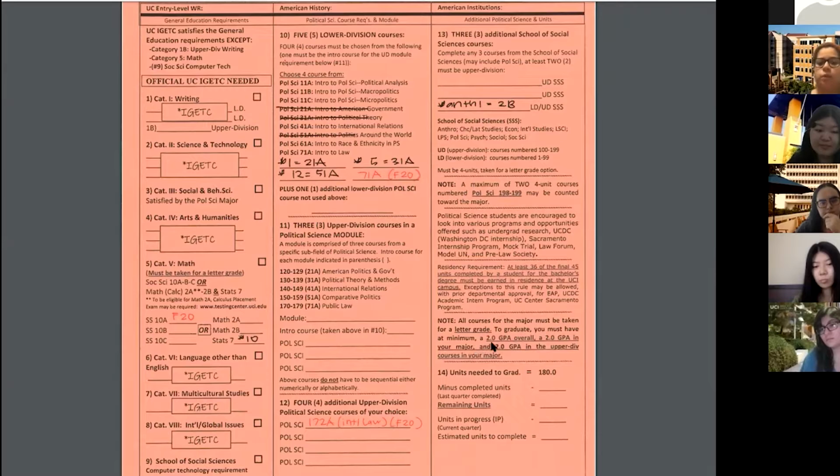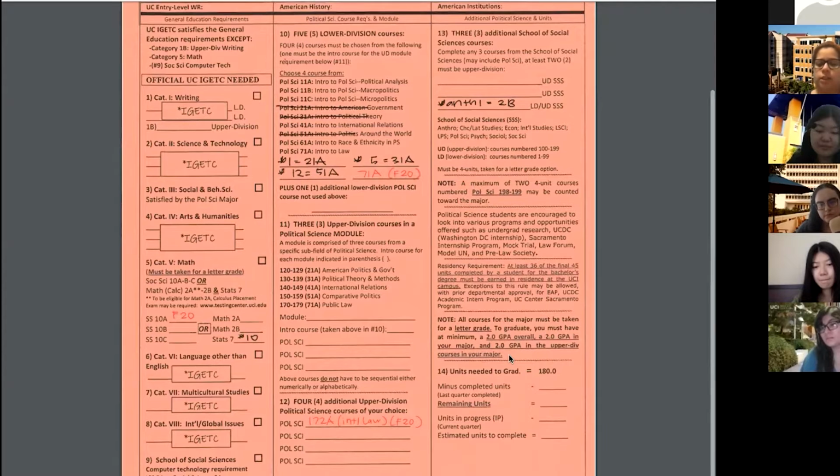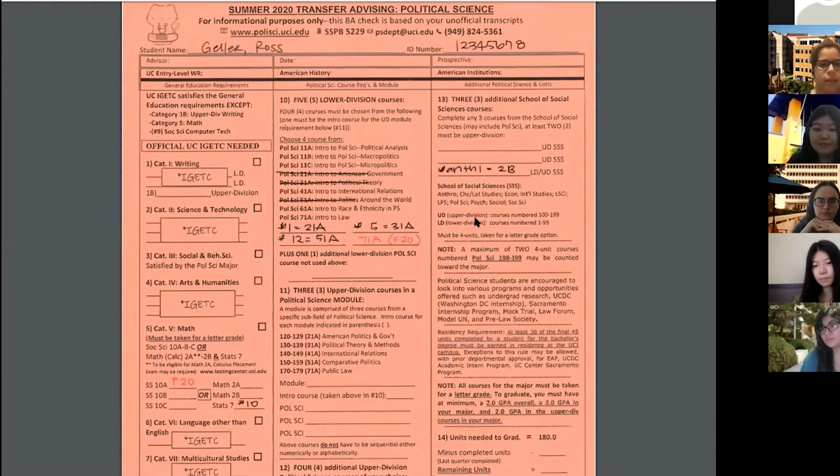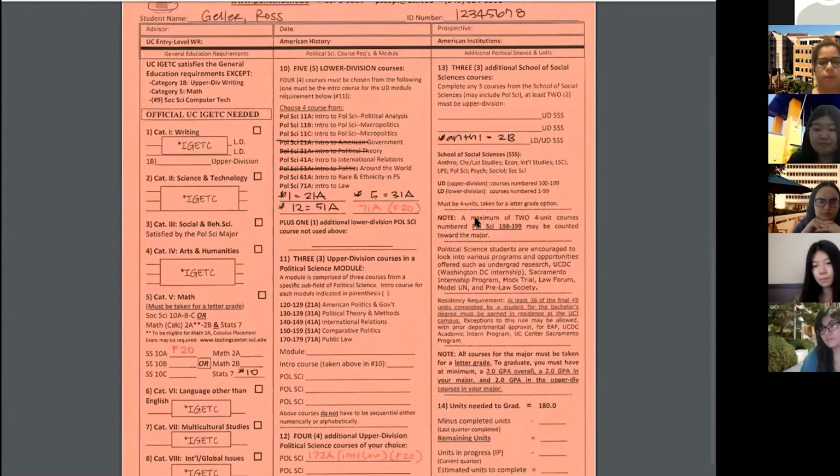You must have a minimum of a 2.0 GPA overall, a 2.0 GPA in your major, and so on in your upper division courses. These are all very important notes that you guys should really take into account when looking at your degree check. And here it would tell you how many units you need to graduate, then the completed units, the remaining, in progress, and estimated units to complete. This would be shown here. And I think that's pretty much it.